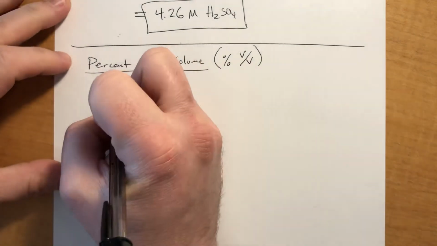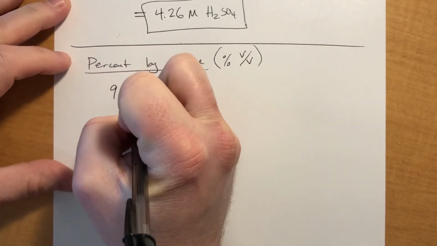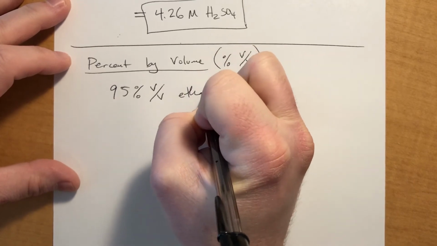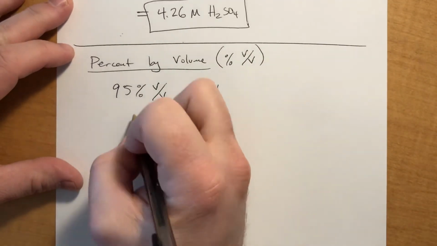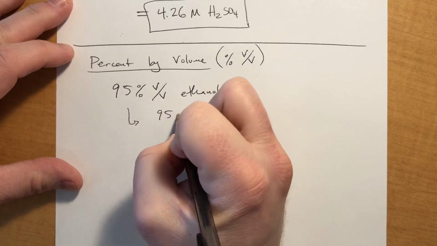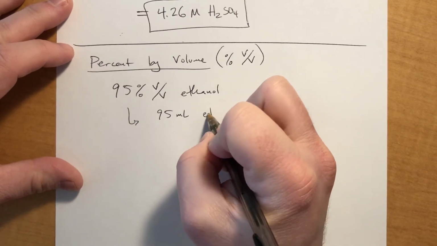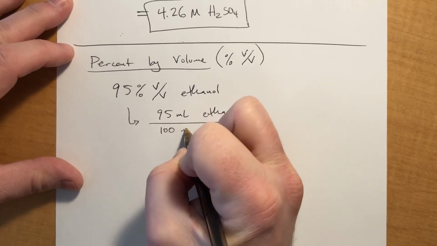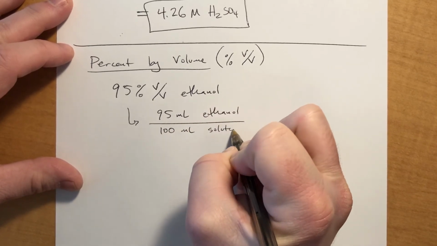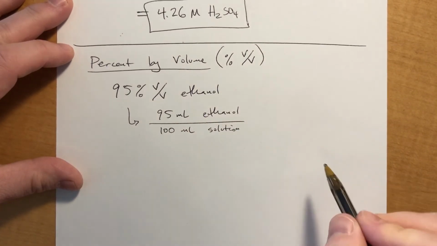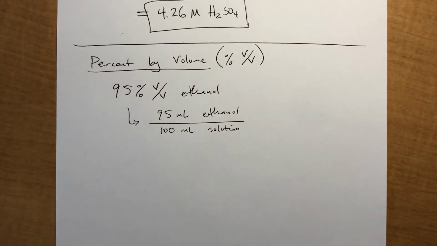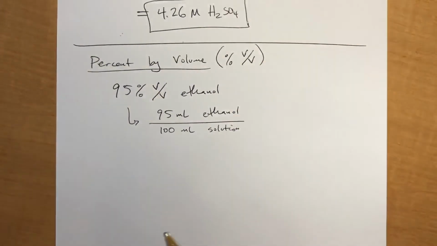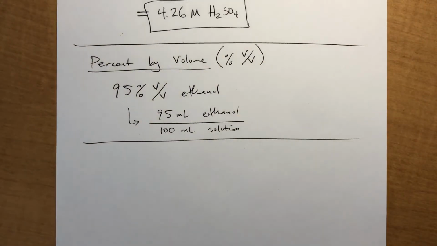Okay. So if you have a 95% V over V ethanol solution, what this means is that you'll have 95 milliliters of ethanol per 100 milliliters of solution. And yes, you could use the other interpretation to say that there's 5 milliliters of methanol or whatever it is, but this one doesn't come up a whole lot. We don't really need to ever convert this to molarity. We just live with, oh, it's 95%, great.